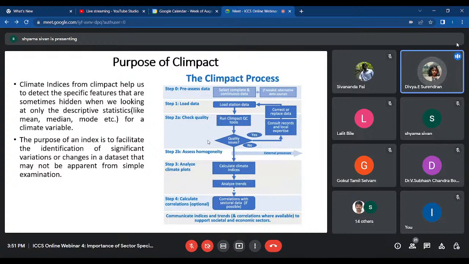In index calculation, the default indices will be calculated automatically, and for the customized indices we have to give the threshold based on your experience and the requirement of your study. So basically, these two parts comprise the Climact software.